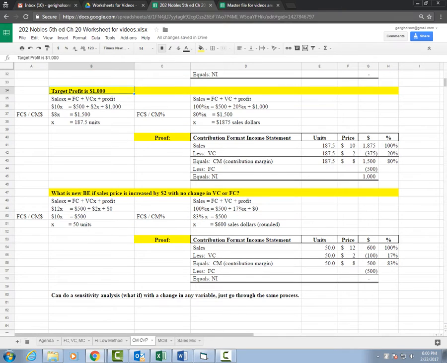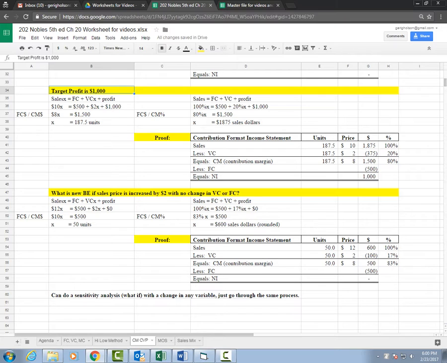If we want the answer in units, we're going to use dollars in our formula. If we want sales dollars in our answer, we're going to put percentages in our formula. So 10x equals 500 plus 2x plus 1,000 for our profit.